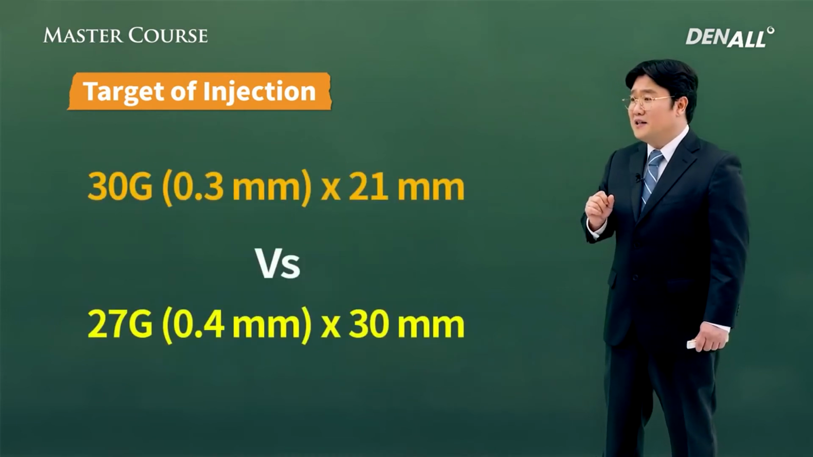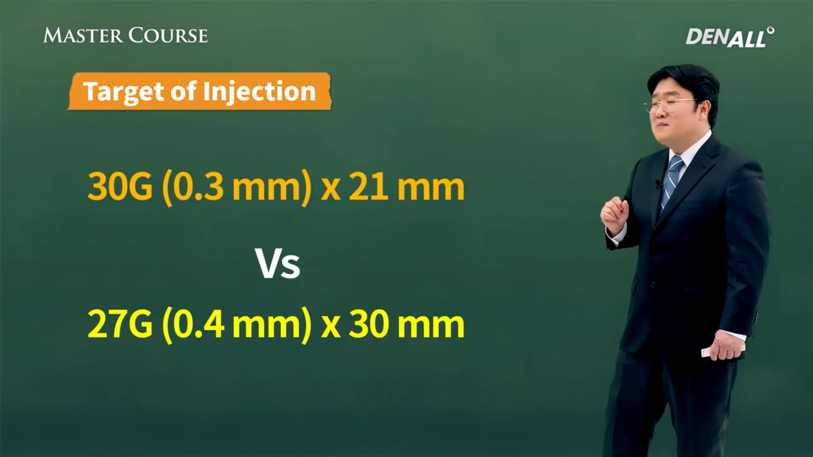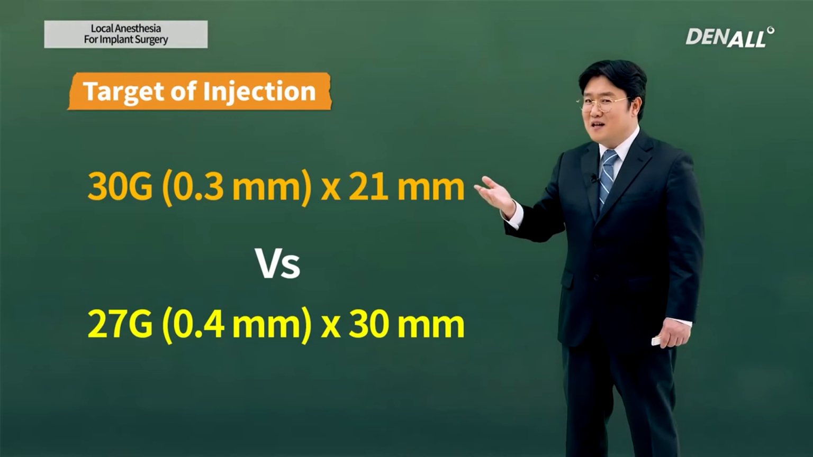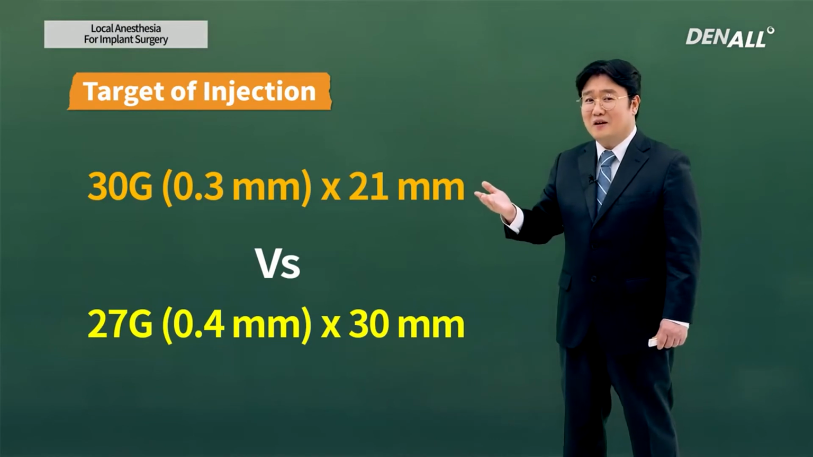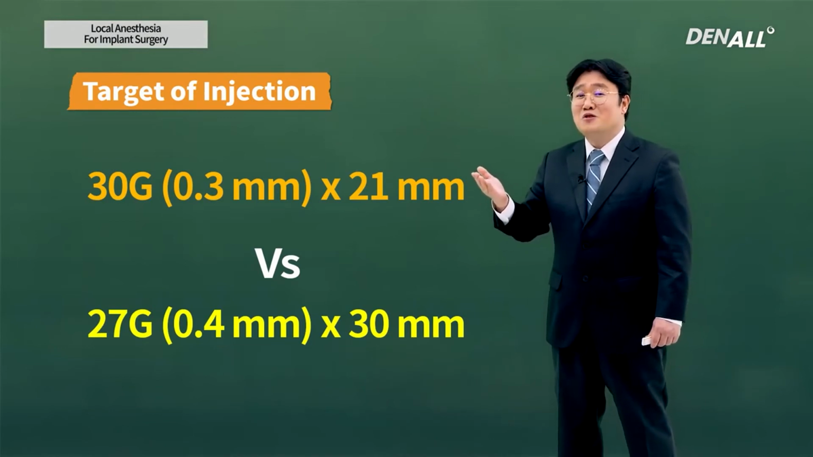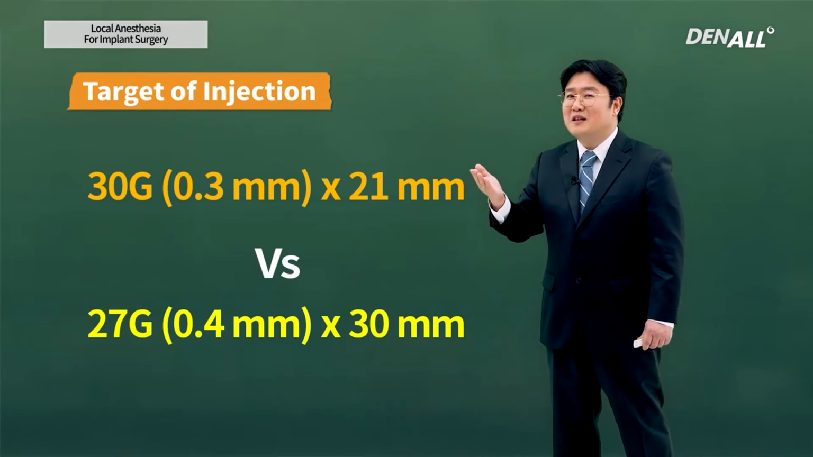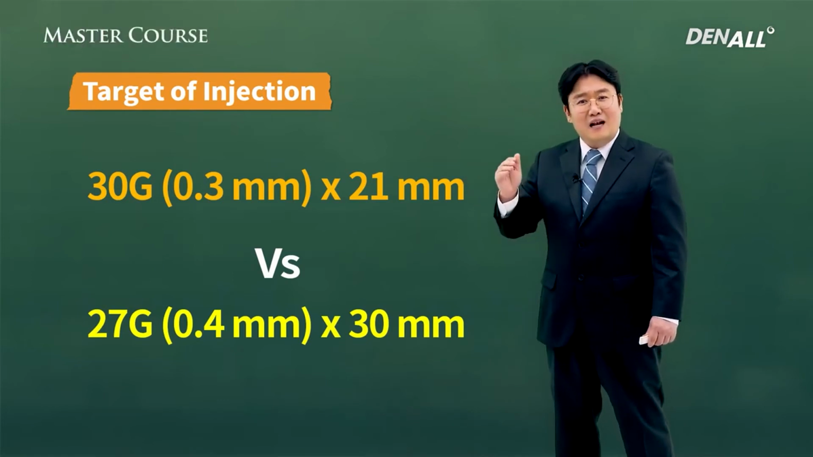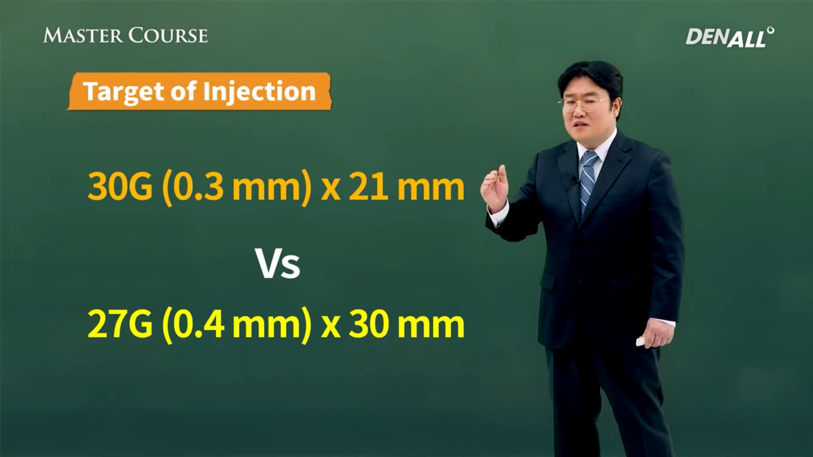Maybe in your office, you use 30 gauge. The thickness is 0.3 millimeters and the length 21. This is mostly used as the injection needle, because the thinner the needle, patients would suffer less. Thin one is okay, but the problem lies with the length.